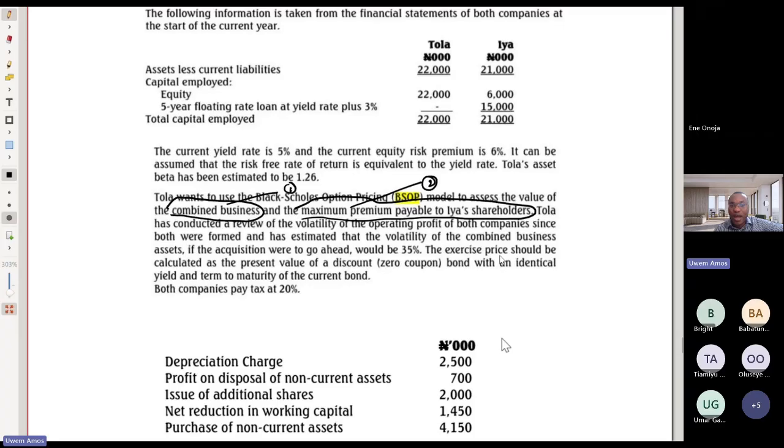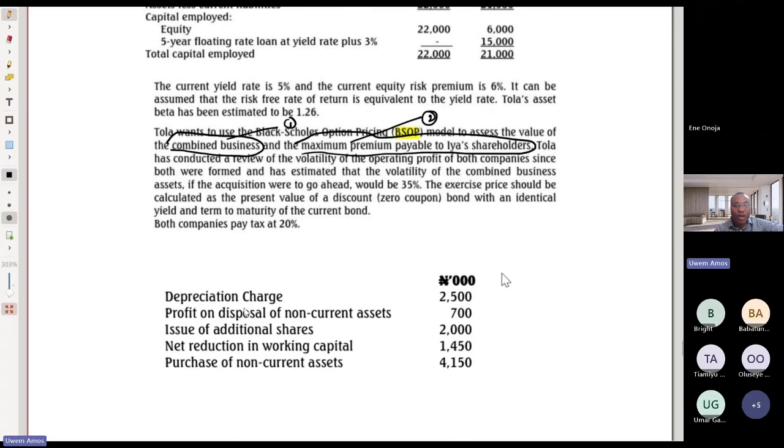The exercise price should be calculated as the present value of a discount zero coupon bond with an identical yield and term to maturity of the current bond. Both companies pay tax at 20%.